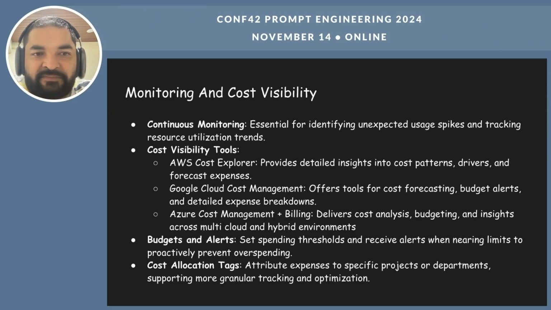Monitoring and cost visibility. Continuous monitoring is essential for identifying unexpected usage spikes and tracking resource utilization trends. This means that we need to always expect that if there is a spike, there's actually a bug somewhere that's causing it, and we need to set up appropriate monitoring and alerting to let us know that, hey, there's a spike. That means something, or there's a bug in production or other environments that's causing the spike.